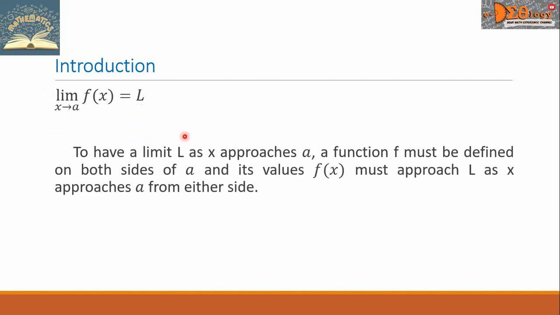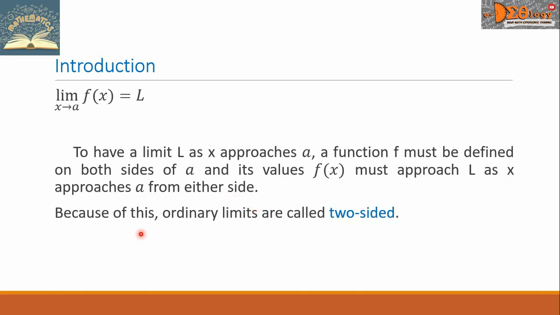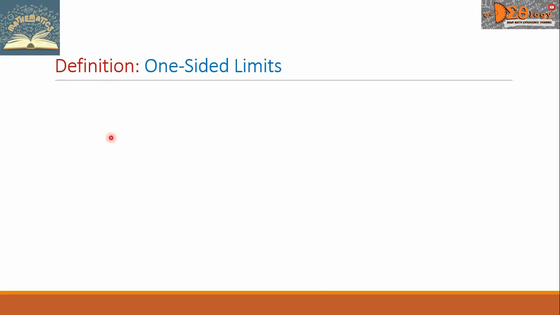To have a limit L as x approaches a, function f must be defined on both sides of a, and its values f of x must approach L as x approaches a from either side. Because of this, ordinary limits are called two-sided. Let us now define one-sided limits.